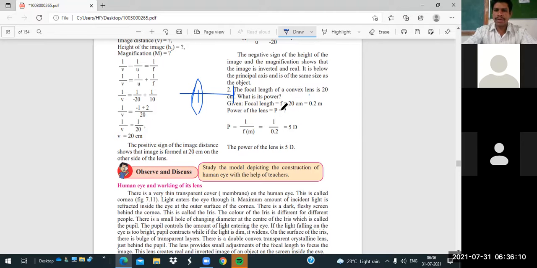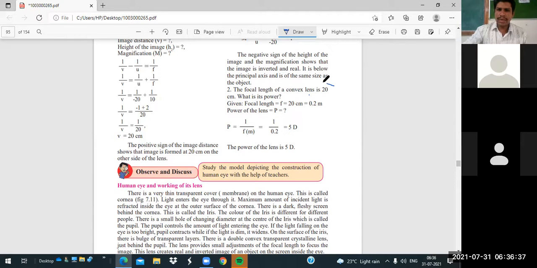So we know the formula, power of lens, 1 upon f. But now here one thing, this given focal length in centimeters we have to convert into meters. Then 20 centimeter is equal to 0.2 meter. Then 1 upon 0.2 will give the answer in diopter. Now I'm going to give you some problems here that you have to solve.